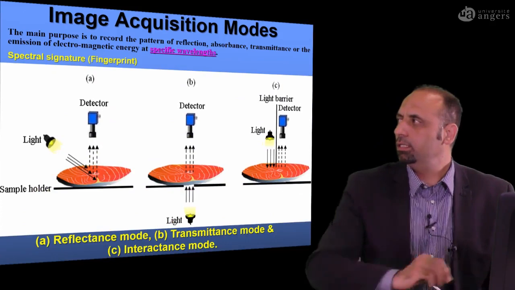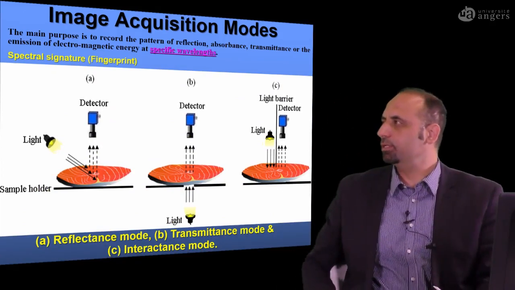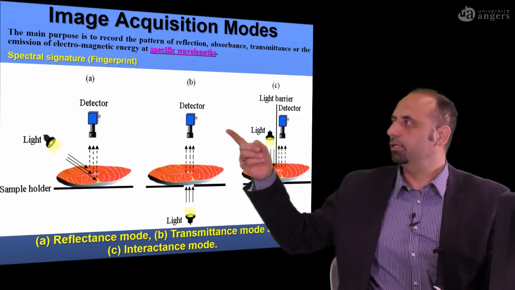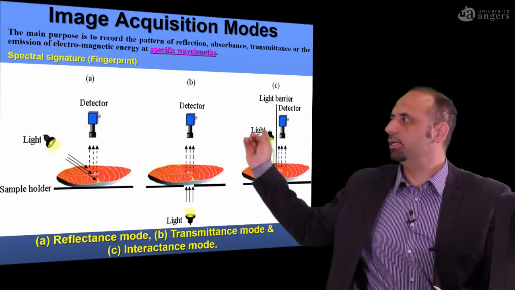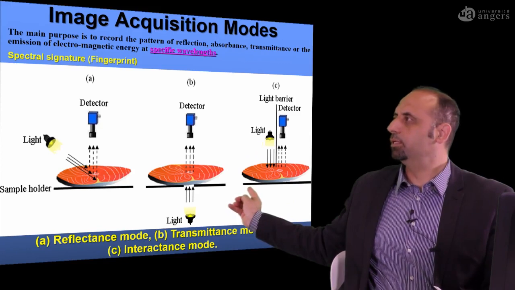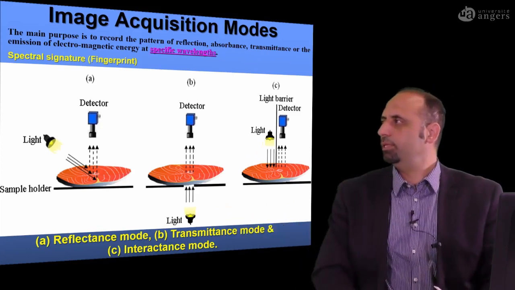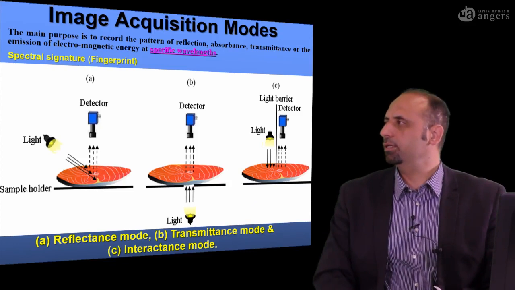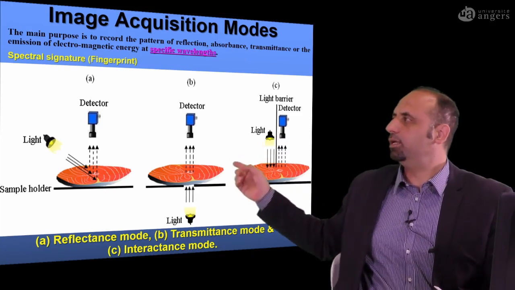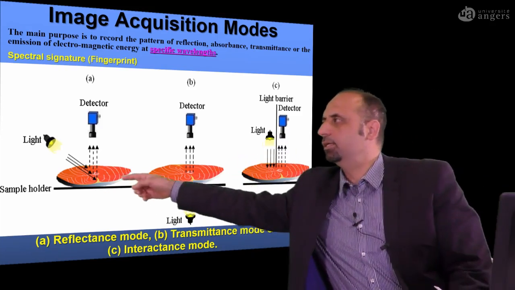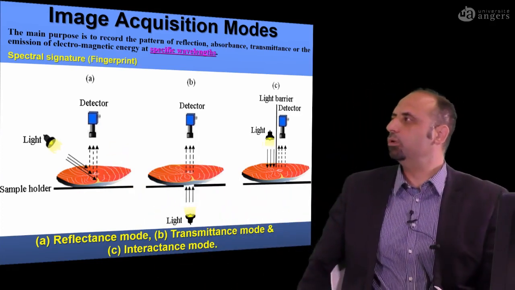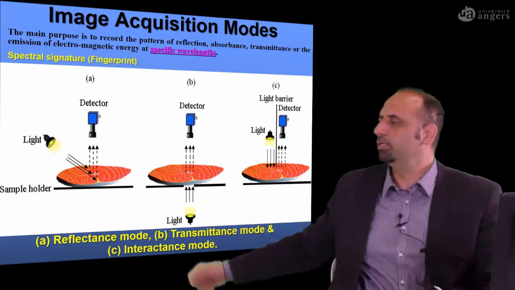So if we imagine we have three components of any spectral imaging system: the light, the detector, and the conveyor. These are the three main components. If we speak about the image acquisition mode, it is a relative arrangement between the light and the detector. If the light and the detector are in the same direction, we call this arrangement reflectance mode.